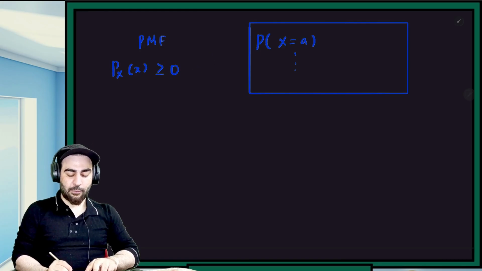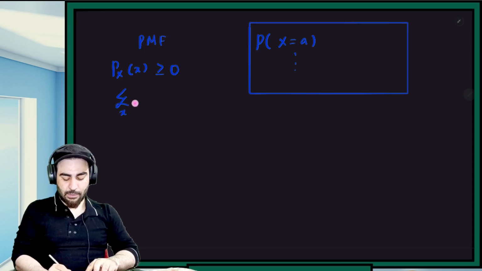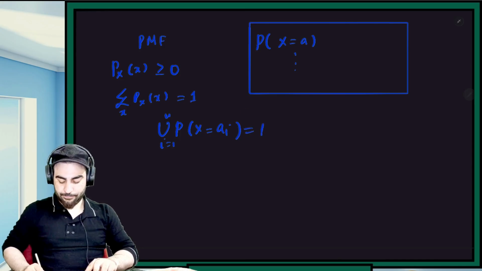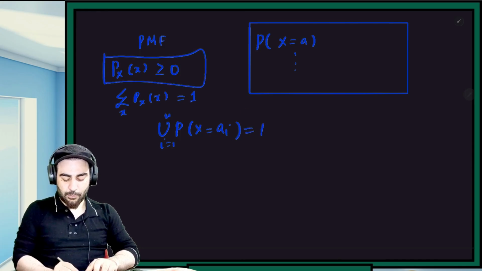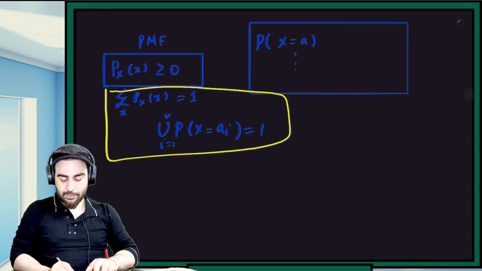Then the second thing we saw is that if you sum up over all the x's, this should be equal to 1. I wrote it like this: the sum of p of a_i, i goes from 1 to n. If we have n values taken by a random variable, this should equal 1. So this was property 1, and this is property number 2.